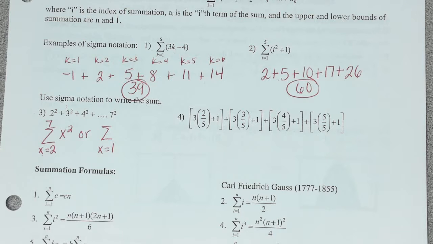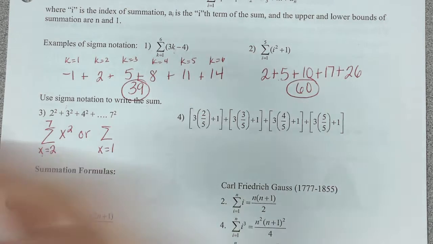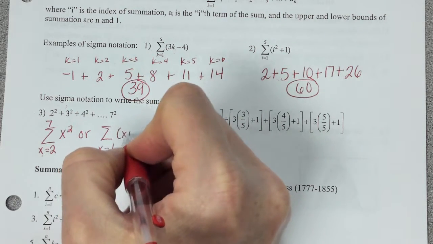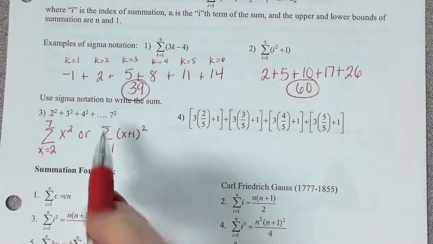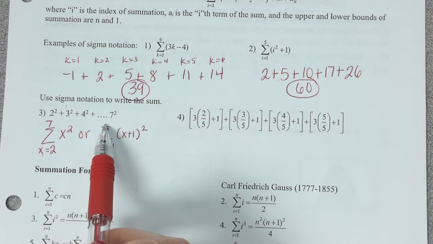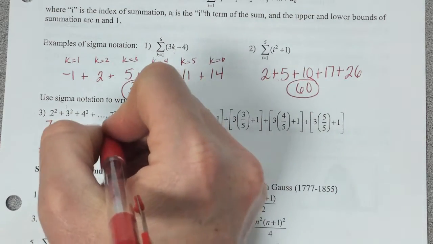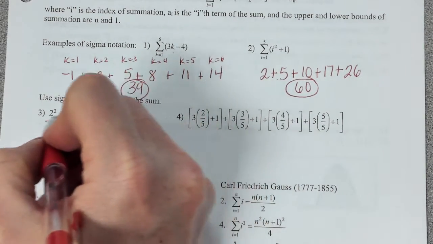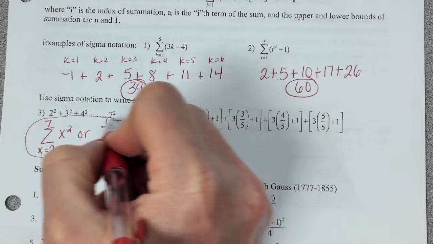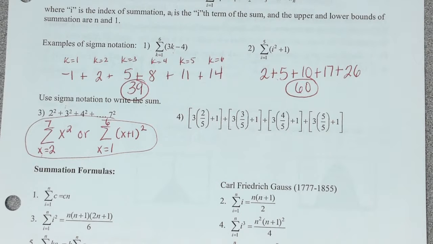Anybody know? Raise your hand if you think you know. Michael? Right, it's going to be x plus 1 quantity squared. But am I going to keep the upper bound as 7? What's it going to be now? 6. So both of these would be ways that we could write the sigma notation to represent the sum.